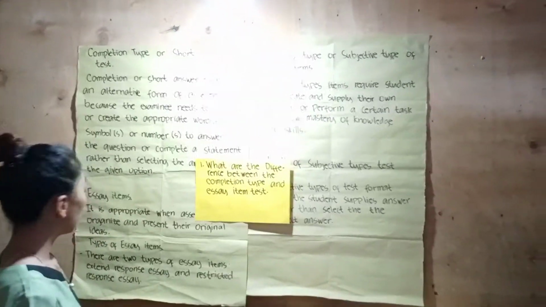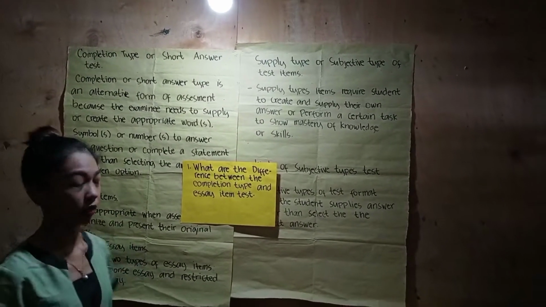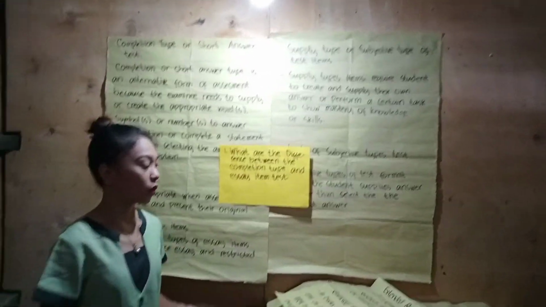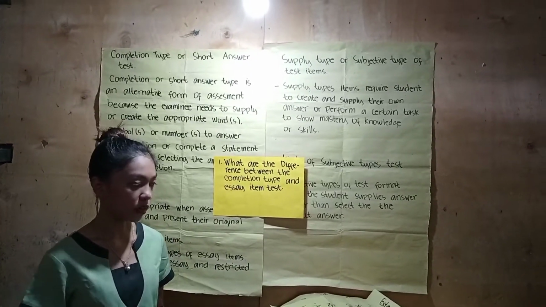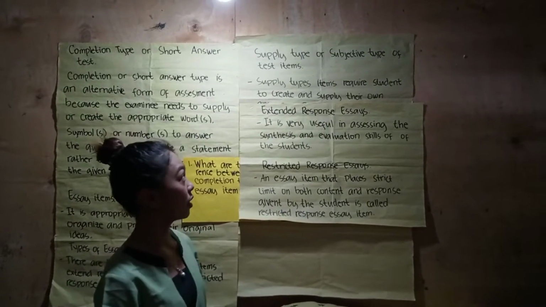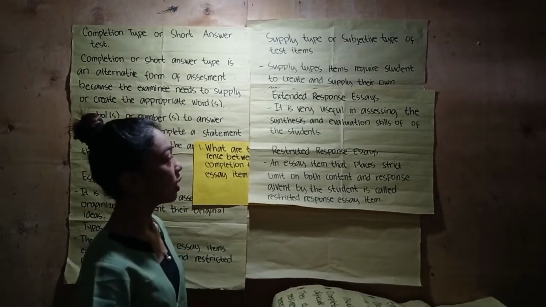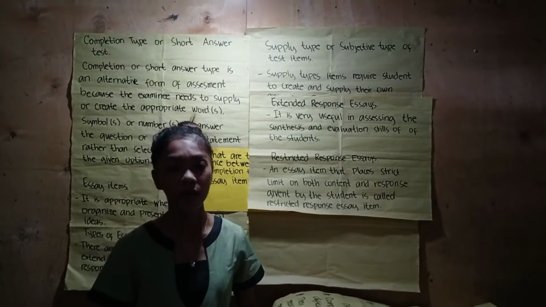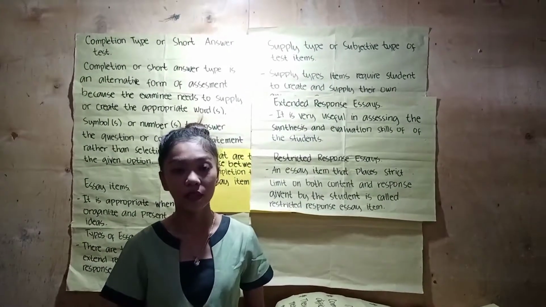Now, let's proceed to the types of essay items. Essay items have two types, which are the extended response essay and the restricted response essay. The extended response essay is very useful in assessing the synthesis and evaluation skills of the student. For example: devise a plan to determine whether the Democrats or Republicans are evenly distributed.